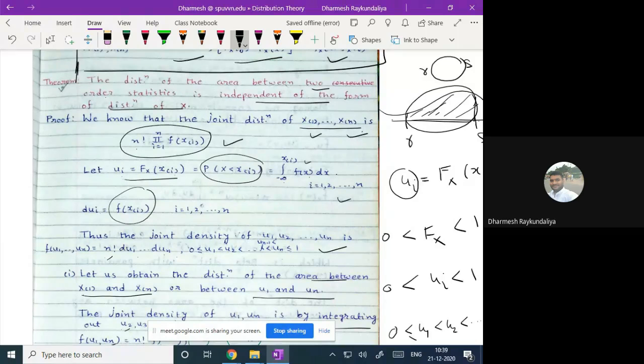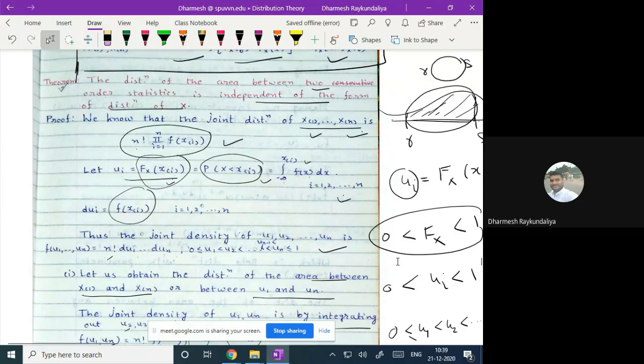And we assume that ui is the distribution function of the ith order statistic, which is the probability that x is less than or equal to xi, that is, the integral from minus infinity to xi of f(x) dx, i running from 1 to n. So in short, we call these distribution functions ui, and we know the range of a distribution function is 0 to 1.